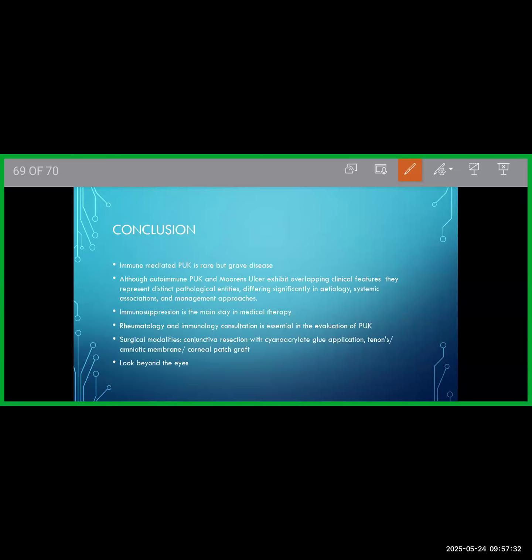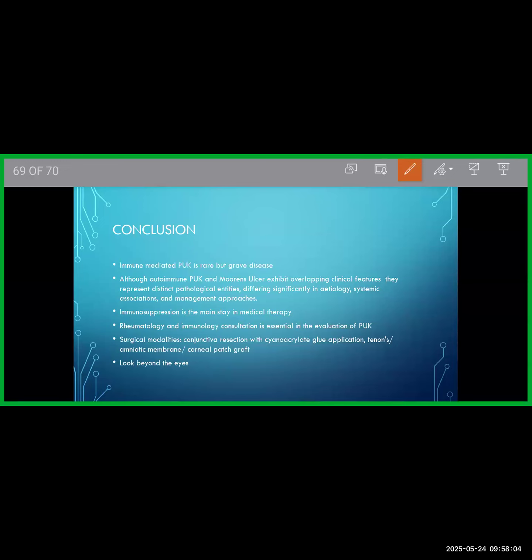So in conclusion, immune-mediated peripheral ulcerative keratitis is rare but a grave disease. Although autoimmune PUK and Mooren's ulcer exhibit overlapping clinical features, they represent distinct pathological entities, differing significantly in etiology, systemic association, and management approach. Immunosuppression is the mainstay of the medical therapy.